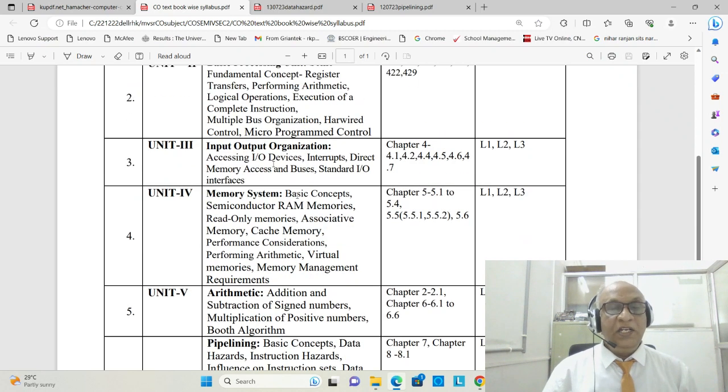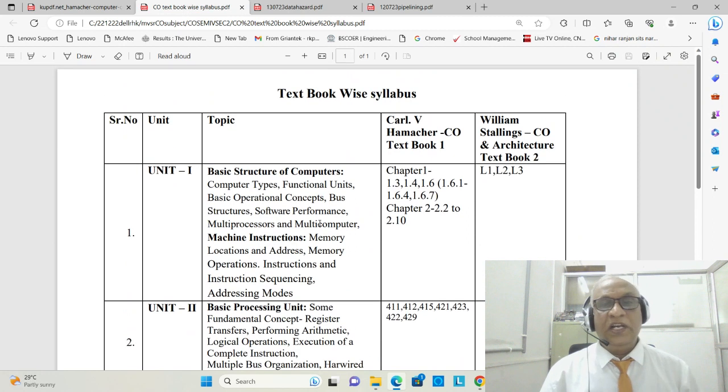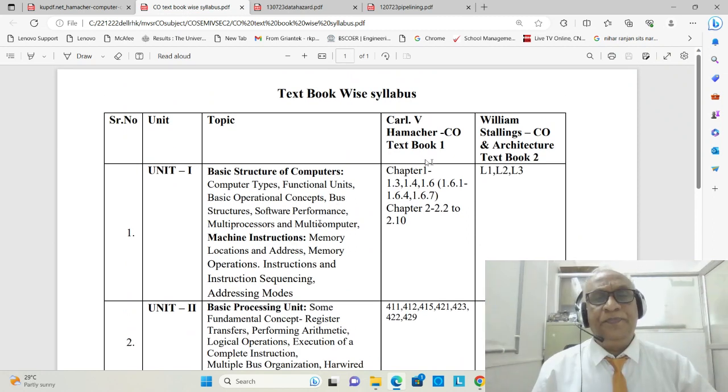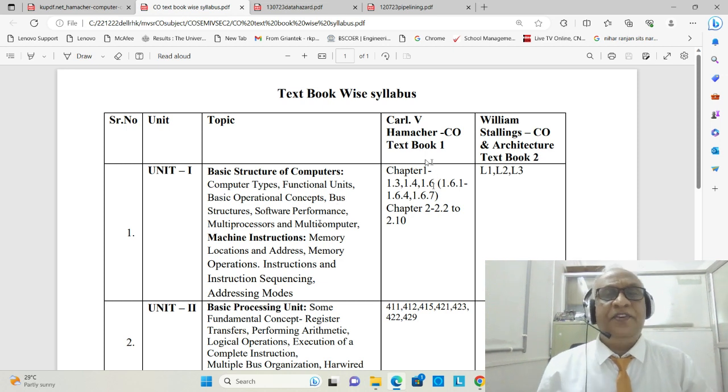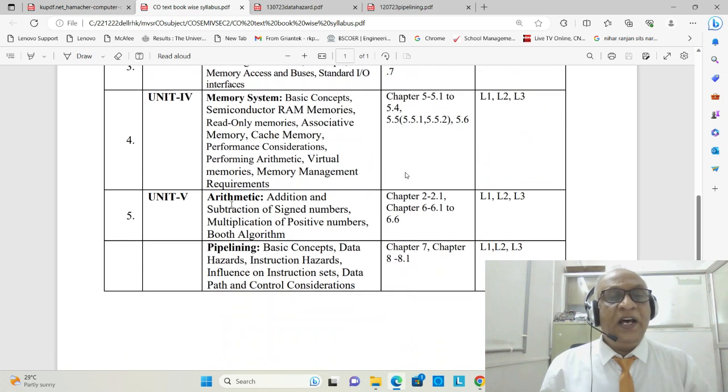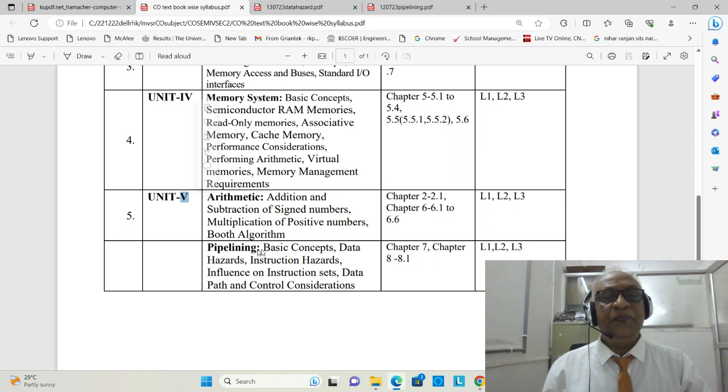Let us continue our discussion of computer organization subject and the prescribed textbook which we are using, referring for the content as well as the diagrams, is Carl V. Hamacher's textbook. We are into unit 5, and in the previous session we had discussed pipelining.